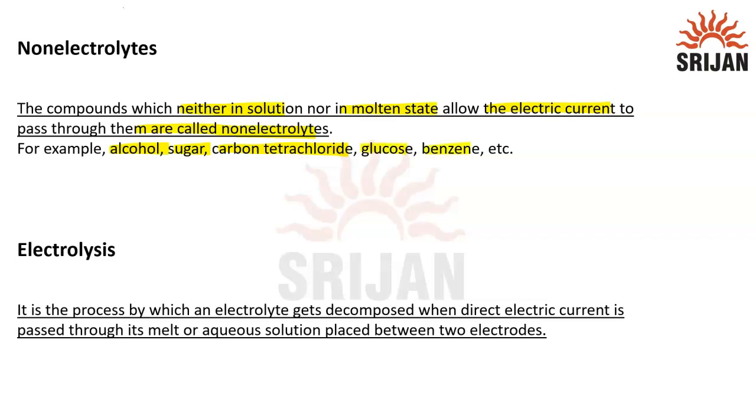Now, electrolysis. It's the process by which an electrolyte gets decomposed when direct electric current is passed through its melted or aqueous solution placed between two electrodes. So simply, we have a solution or an electrolyte which is in molten state. We simply pass the electricity, but the condition is that we must properly set up two electrodes and place the solution between them.